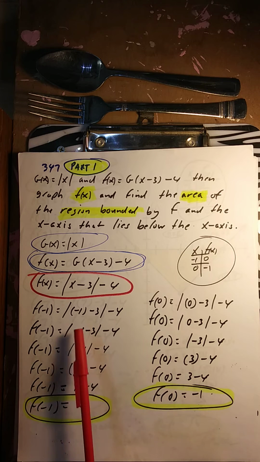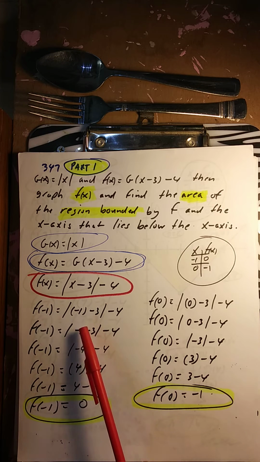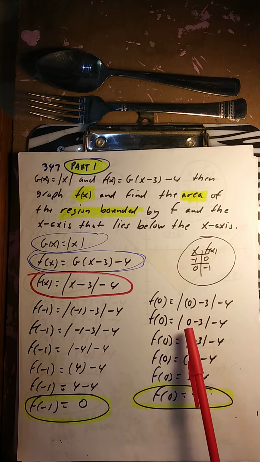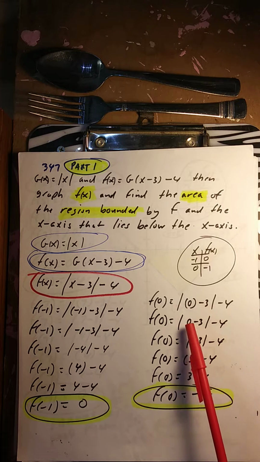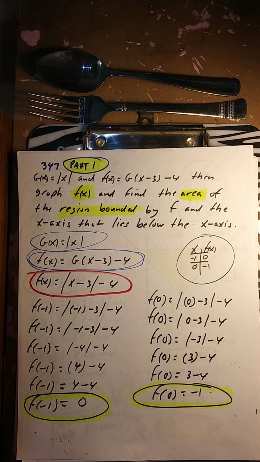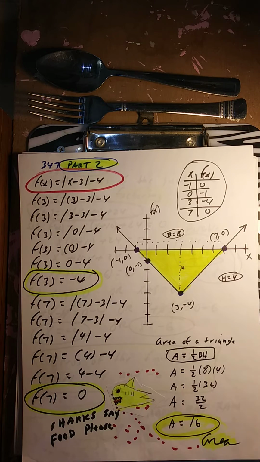So now, let's try some numbers. Probably negative 1 in there. Negative 1 minus 3 is negative 4. Absolute value of negative 4 is 4. 4 minus 4, 0. Then 0 minus 3 is negative 3. Absolute value of 3 is 3. 3 minus 4 is negative 1. So we got some points. Let's get some more points.